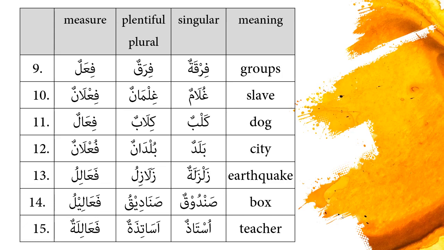The 13th measure is فعالل. The plentiful plural is زلازل. The singular is زلزلة and the meaning is earthquake. The 14th measure is فعاليل. The plentiful plural is صناديق. The singular is صندوق. The example for it is box. The 15th measure is فعاللة. The plentiful plural is أساتذة and the singular is أستاذ. The meaning is teacher.